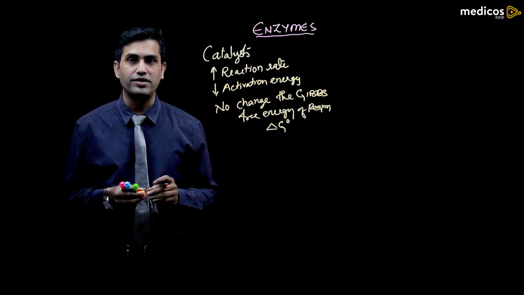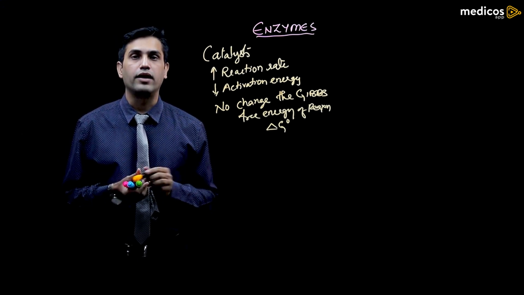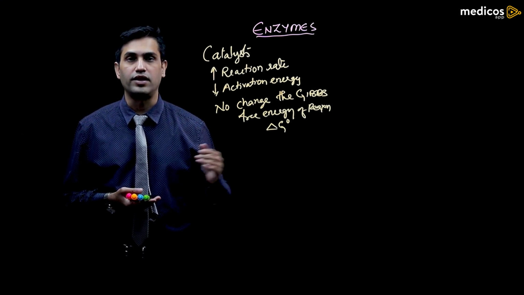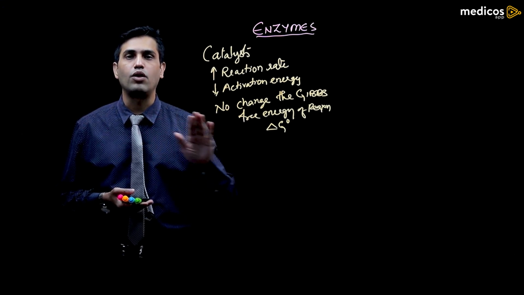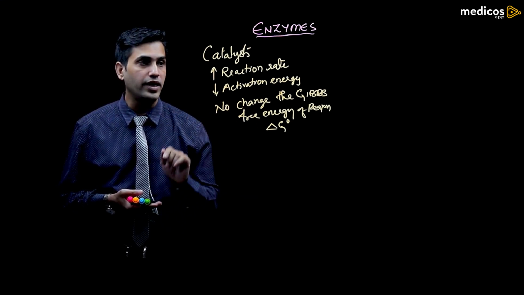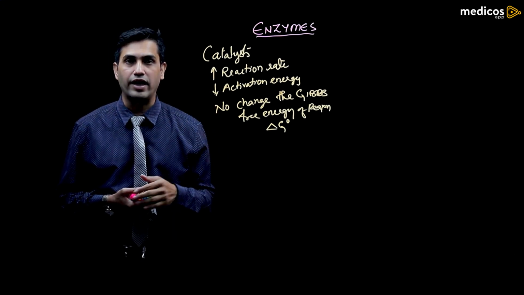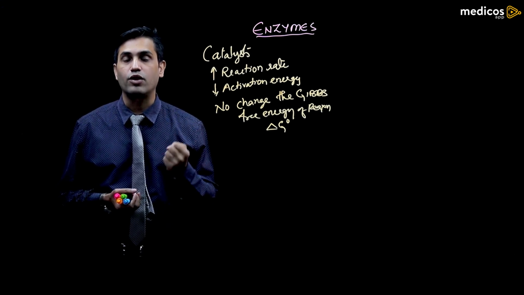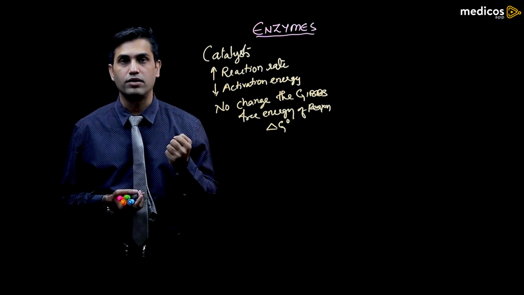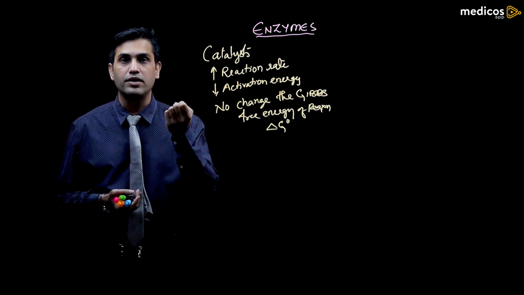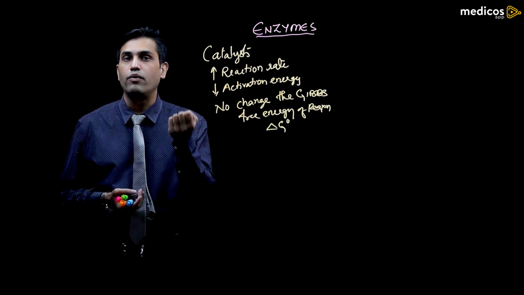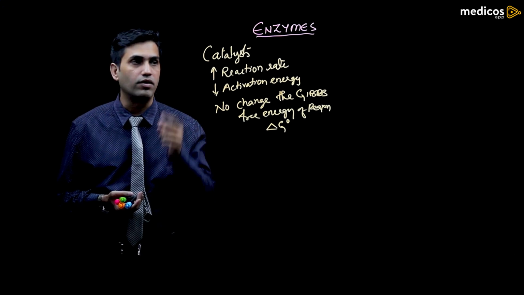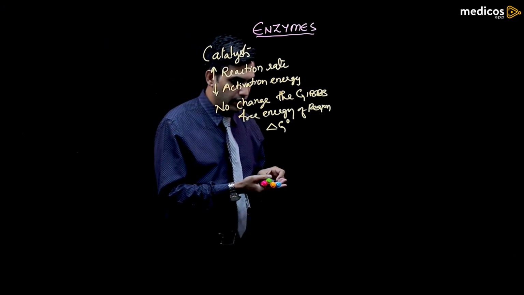Complicated word, but it means that when a substrate is converted to a product, a certain amount of energy is released. That energy is not changed by enzymes. What does it change? It changes the activation energy. That means that every reaction requires some energy to take place, and if you add an enzyme, that activation energy for the reaction will come down. I will explain this with a simple graph here.